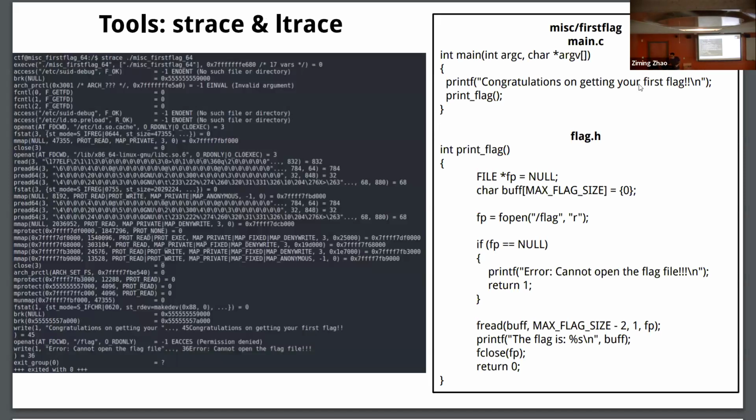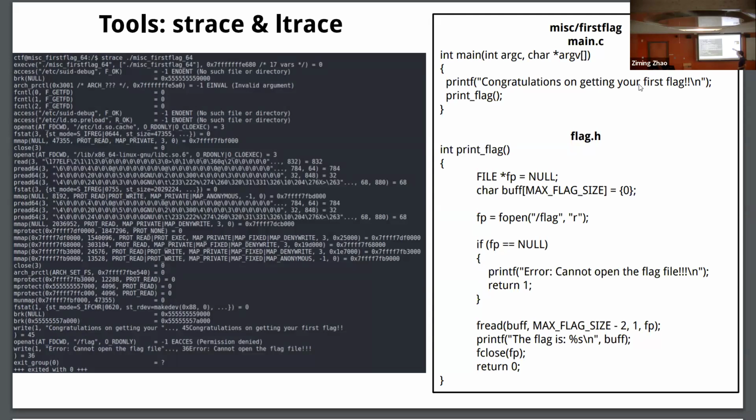Okay, let's see one example here. Another very simple program for the first flag. This program doesn't do much. It just prints out the flag for you. That's it. This is the setuid program. It reads the flag and prints it out for you. It will just print out congratulations, you're getting your first flag, then print out the flag. And print_flag is the function we just saw.